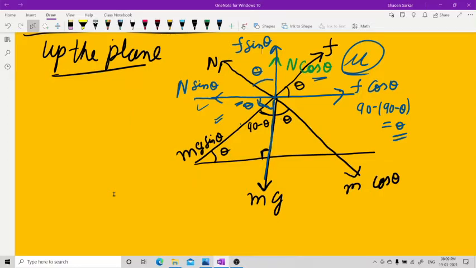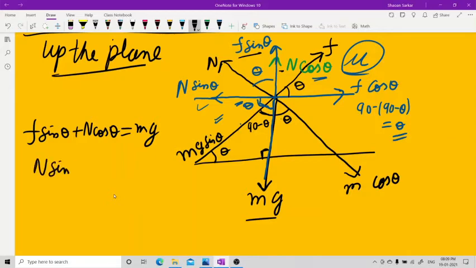Now you will see your f, let me write with another color. Wait, let me write in black. Use f sine theta, this component, f sine theta plus n cos theta, this green component, n cos theta will balance the weight, number one point. Now these two are opposite, so n sine theta minus f cos theta would be equal to mv square by r.